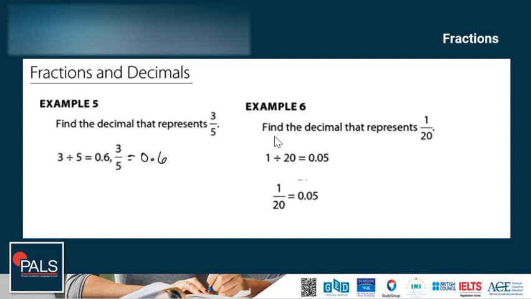Let's look at example 6. Find the decimal that represents 1 over 20. So again, numerator divided by the denominator. So 1 divided by 20, the answer is 0.05. So it means 1 over 20 is equivalent to 0.05 in decimal.